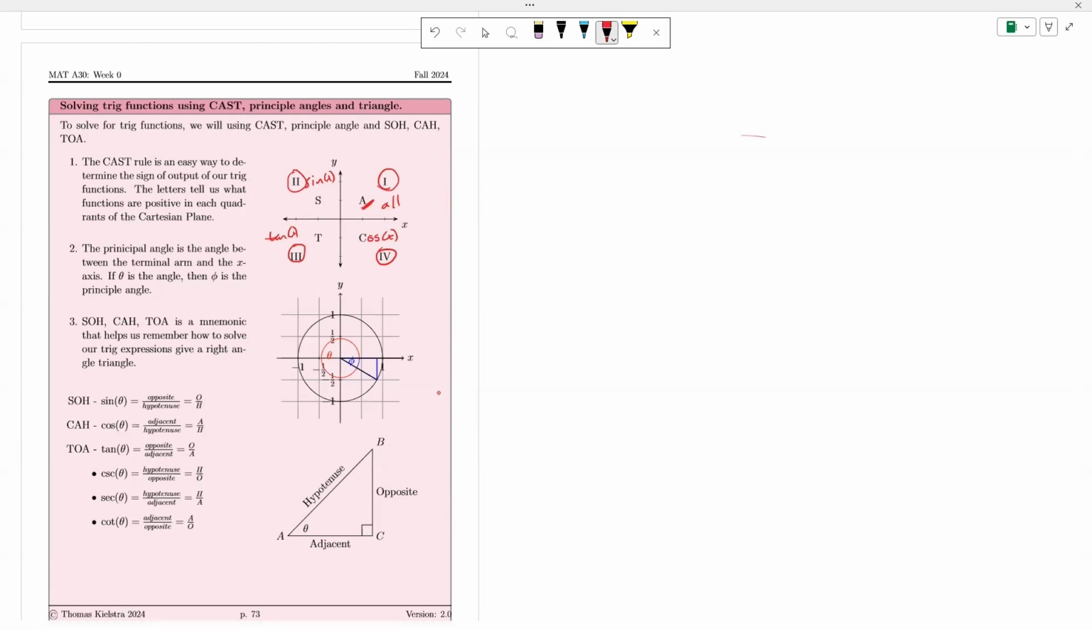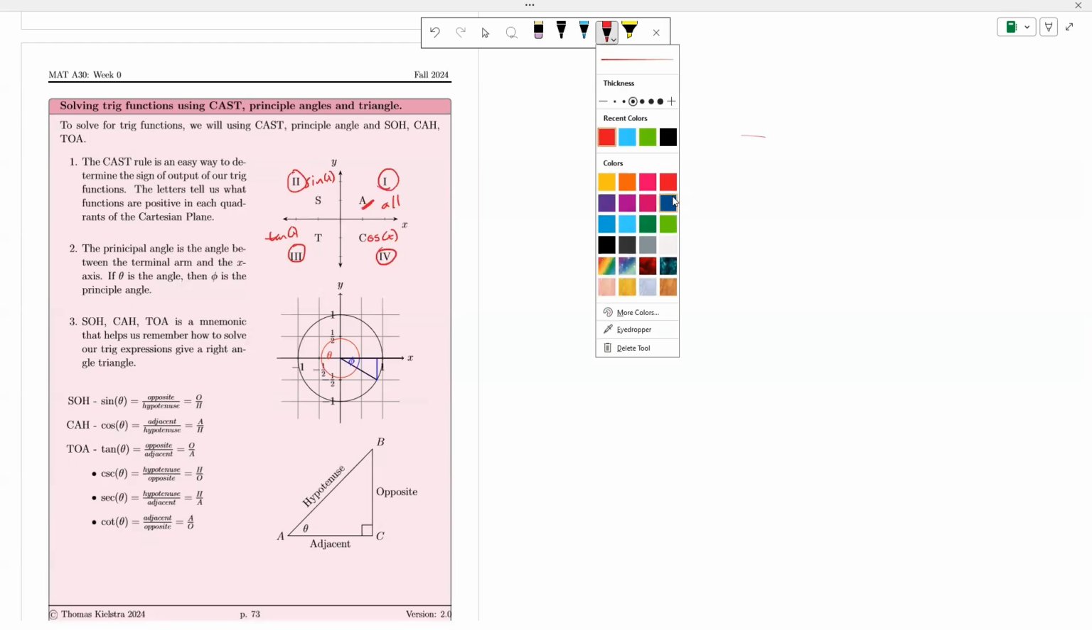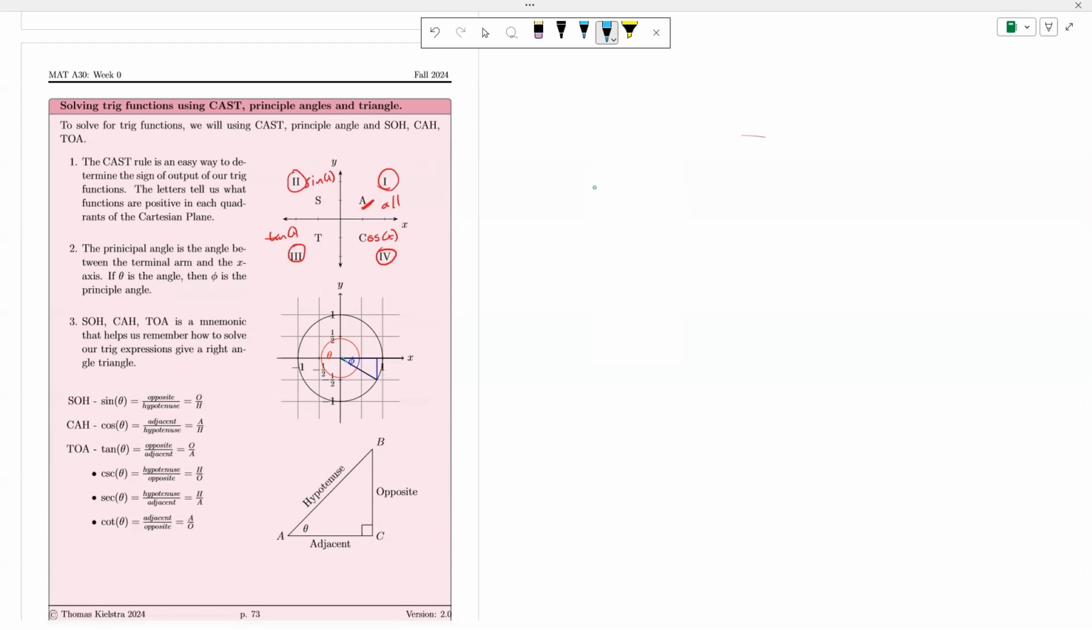And now, when we have our angles, we have something called a principal angle. And the principal angle is the angle between the closest x-axis and the line that we have. And this is our principal triangle.